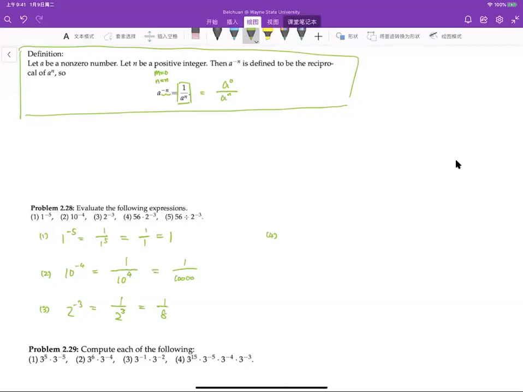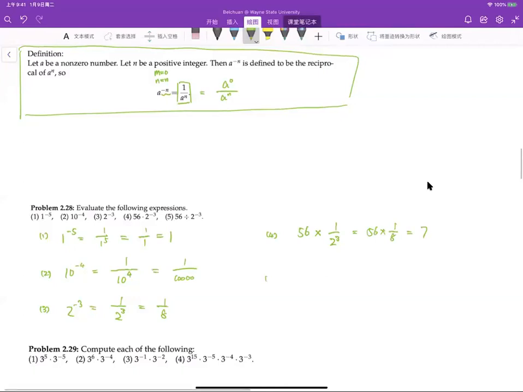Can I do number 4? Yes, number 4. So number 4 is basically just 56 times 2 to the negative third power, which is 56 times 1/8. And 56 times 1/8 is equal to 7. Good, so the answer is 7. So let me just write down one more step. Because 2 to the negative third equals the reciprocal of 2 cubed, right? So that will be 56 times 1/8. So the answer is 7.